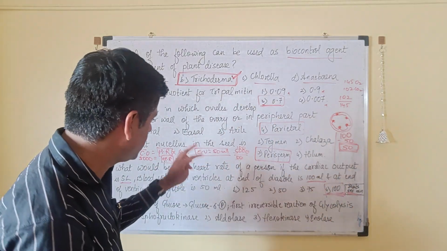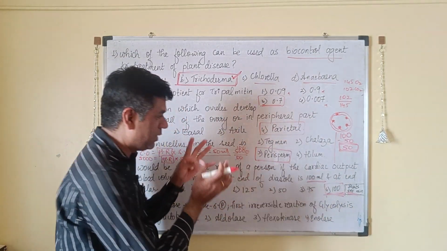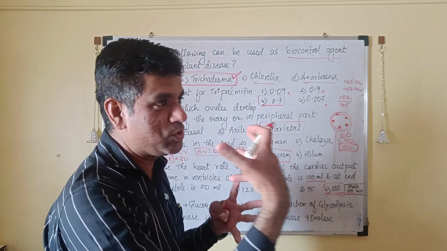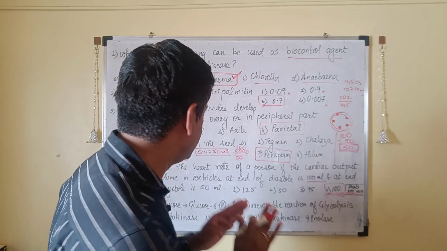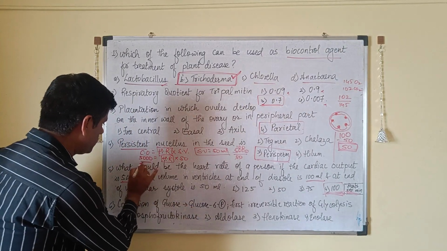So anyways, cardiac output is heart rate into stroke volume. I hope you got how you got the stroke volume. At the end of the diastole, the blood was 100. At the end of the systole, it was 50. So how much was given out was 50. So whatever is given out is the stroke volume. So cardiac output was 5000.